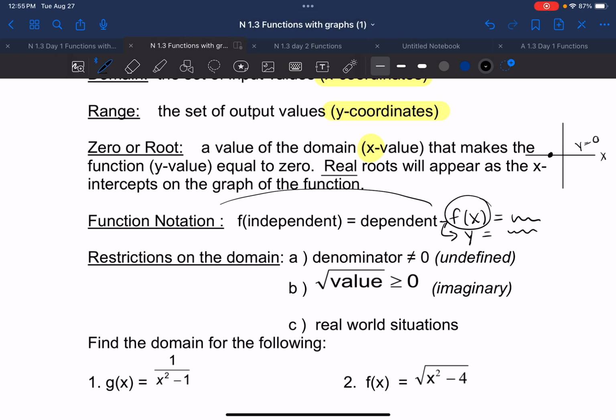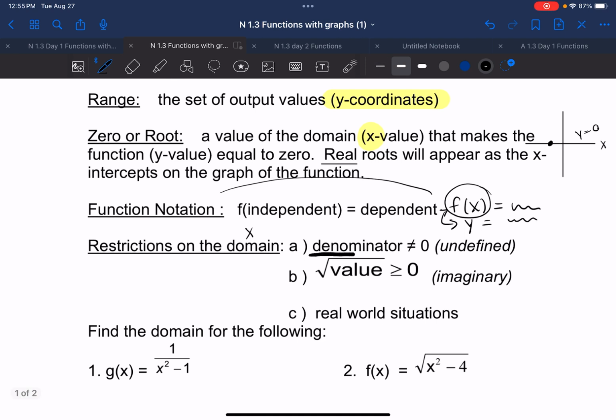All right, and then we have our restrictions on the domain. So this is what we're going to be focusing on today. There are a few things that can restrict our domain, which, remember, are our x values. Okay, the first has to do with the denominator of your fraction. It says here your denominator cannot equal 0.